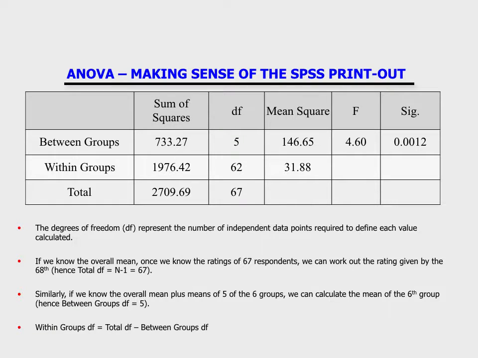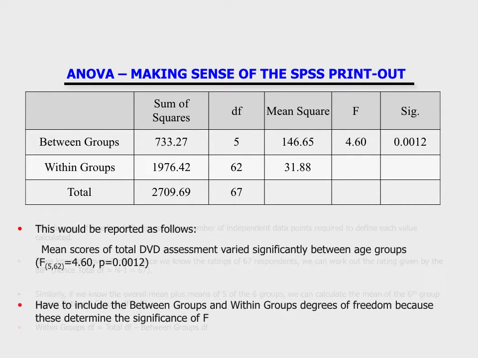Now, why is that really important? Well, it's really important because the degrees of freedom represent the number of independent data points required to define each value calculated. All we need is 62 data points here. All we need is 5 groups here to define the values calculated. All we need is 67 subjects total to define the values calculated. That's all that's saying. And it's part of the report.